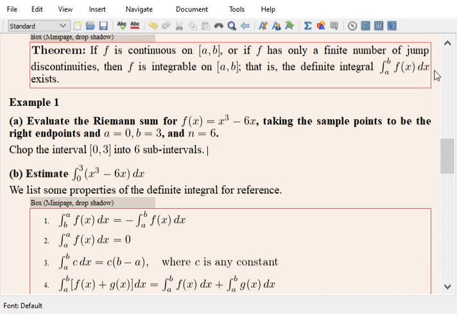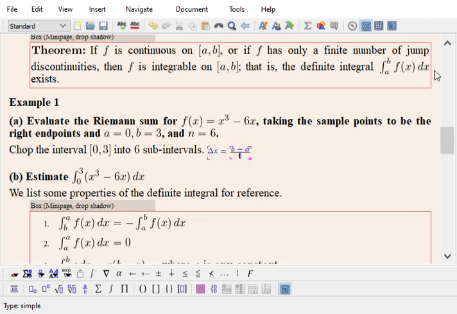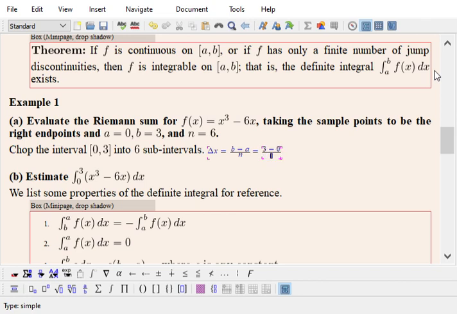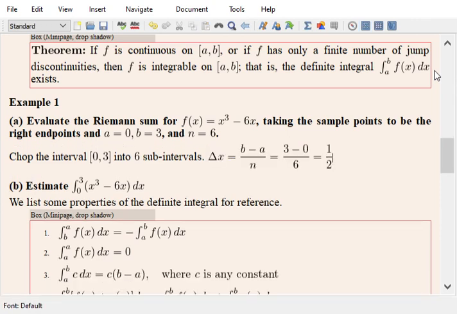Namely, we need to know what the length of those subintervals is going to be. So let's compute delta x. Delta x is b minus a over n. So that's going to be 3 minus 0 over 6, so that's going to be 1/2. Yeah?